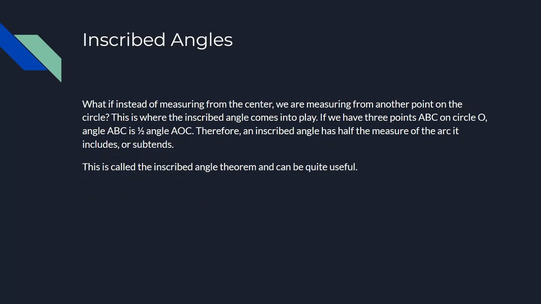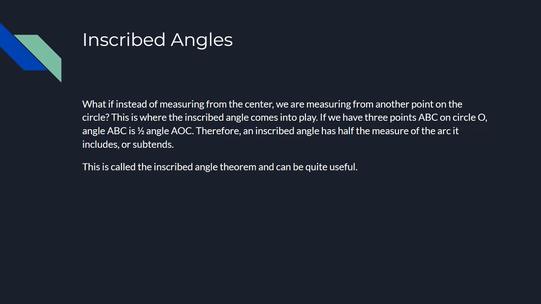So what if instead of measuring from the center, we are measuring from another point on the circle? And this is where something called the inscribed angle comes into play. If we have 3 points A, B, C on circle O, angle ABC is going to be 1/2 of angle AOC. So an inscribed angle has half the measure of the arc it includes or subtends.